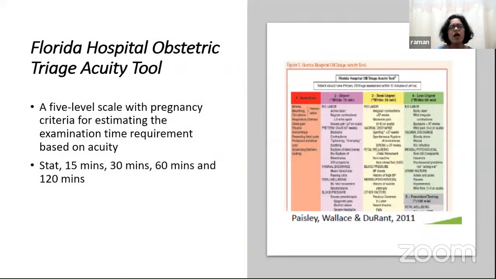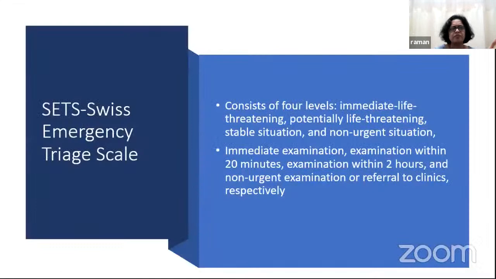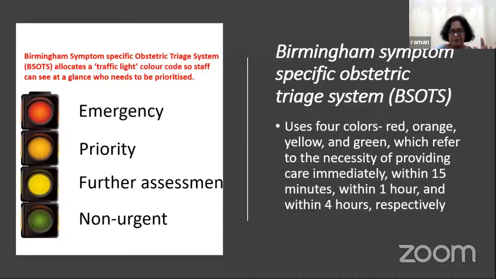Similarly, you have the Florida Hospital Obstetric Acuity Scale. This is also a five-part scale, and then you have stat, 15 minutes, up to 120 minutes. Now, moving on to the European, you have two, which is the Swiss Emergency Scale and the Birmingham Scale. These are four levels. Okay, here again, they tell you how quickly they have to be seen. As you can see, this is a Birmingham symptom-specific obstetric triage system. They're color-coded, and they tell you they should be seen immediately. This is an emergency. Or they can be seen within 15 minutes. It also tells where they need to be seen. For example, if it is an emergency, they are better seen in the resuscitative area, probably in liaison with an intensivist. So like that, it gives you very clear guidance as to how you're going to manage these women.